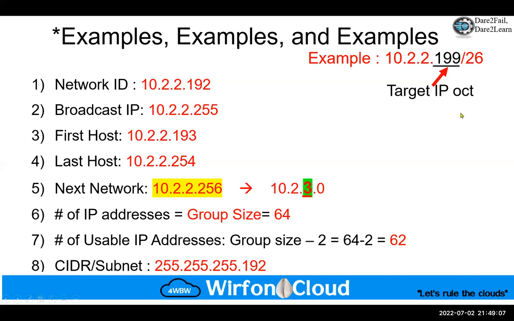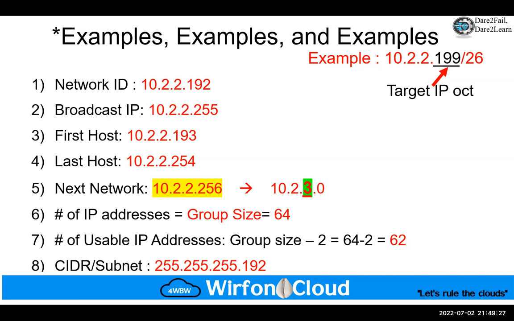So we know we're dealing with the fourth octet. We have nothing to do with the first 3 octets. So that's why we have 255.255.255. That is where we get the 192. Yeah. So for the subnet, you have 192.